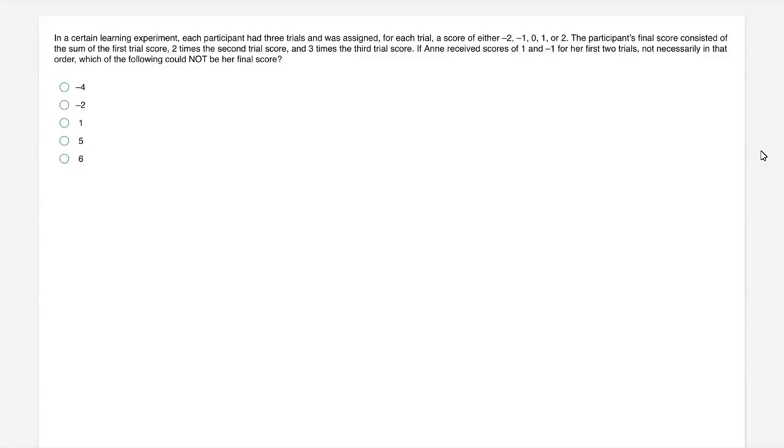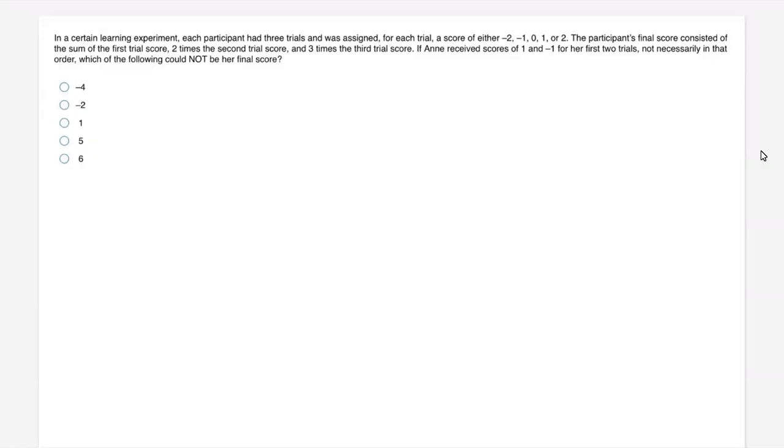In a certain learning experiment, each participant had 3 trials and was assigned for each trial a score of -2, -1, 0, 1, or 2. The participant's final score consisted of the sum of the first trial score, 2 times the second, and 3 times the third. If Anne received a score of 1 and -1 for her first 2 trials, not necessarily in that order, which of the following could not be her final score?